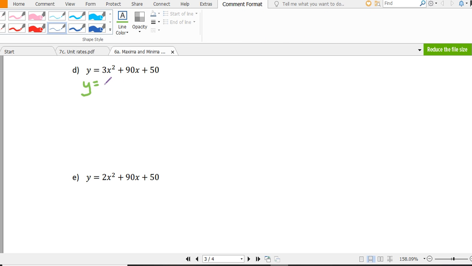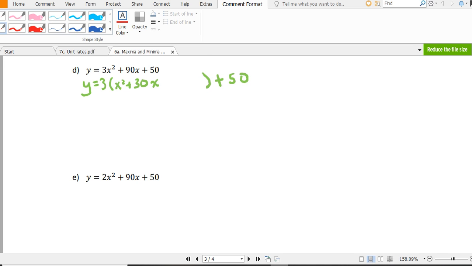Okay, so I believe it was 1D on 6A. To complete the square, let's start with factoring out our leading coefficient, so taking out the 3. So what am I left with in here? X squared, 90 divided by 3 would be plus 30x, and then I'm going to leave a bunch of space, plus 50, and close the bracket.